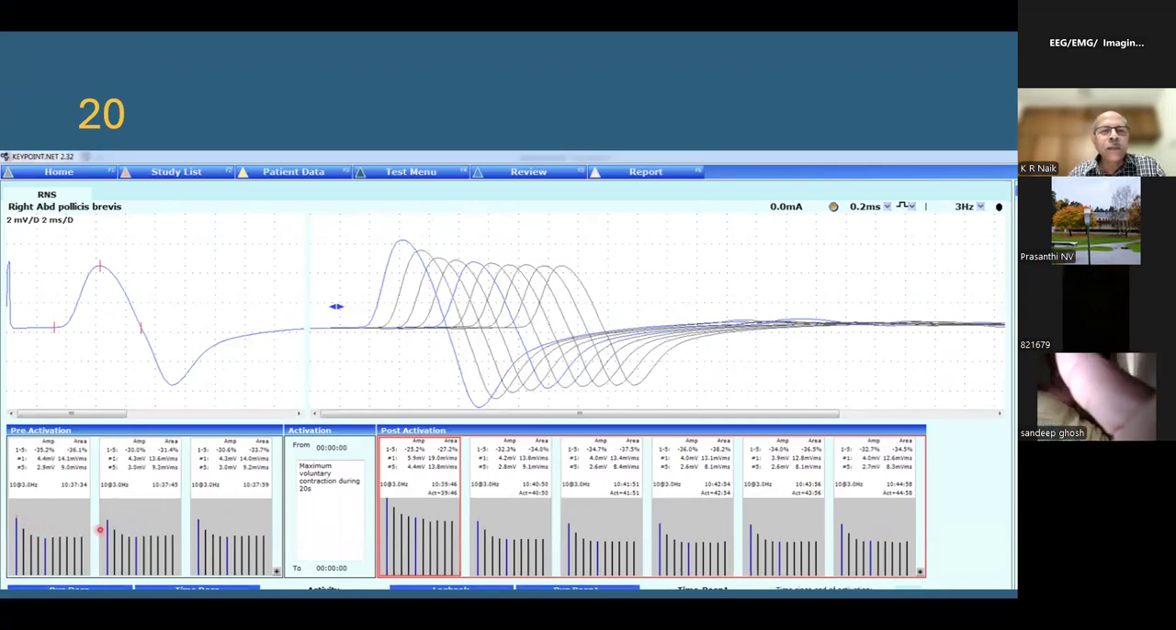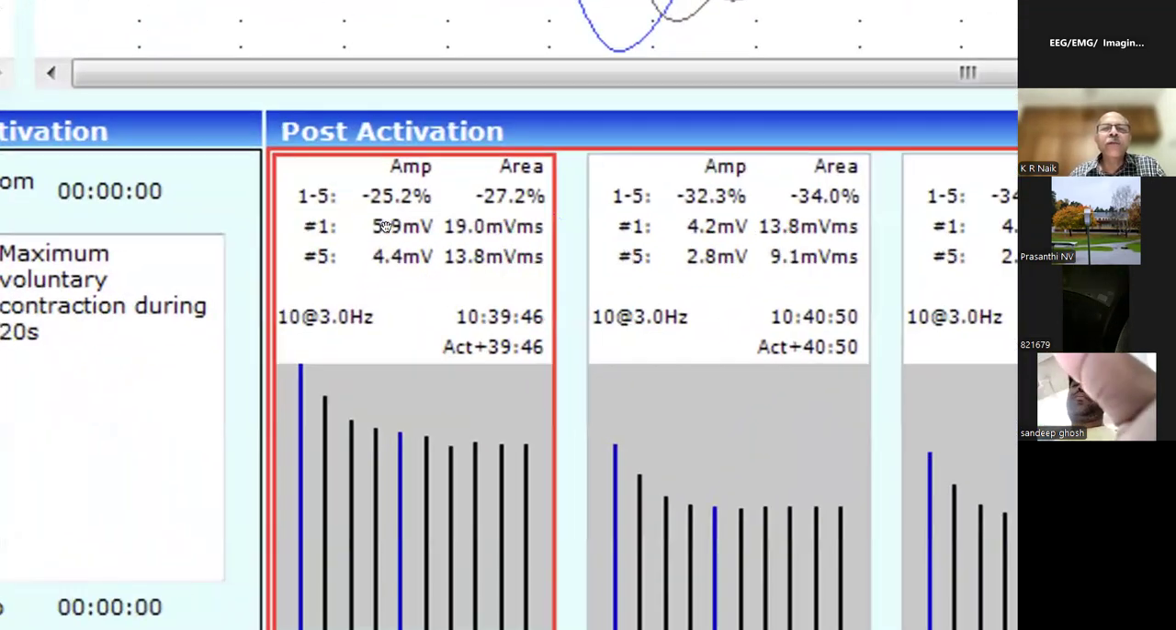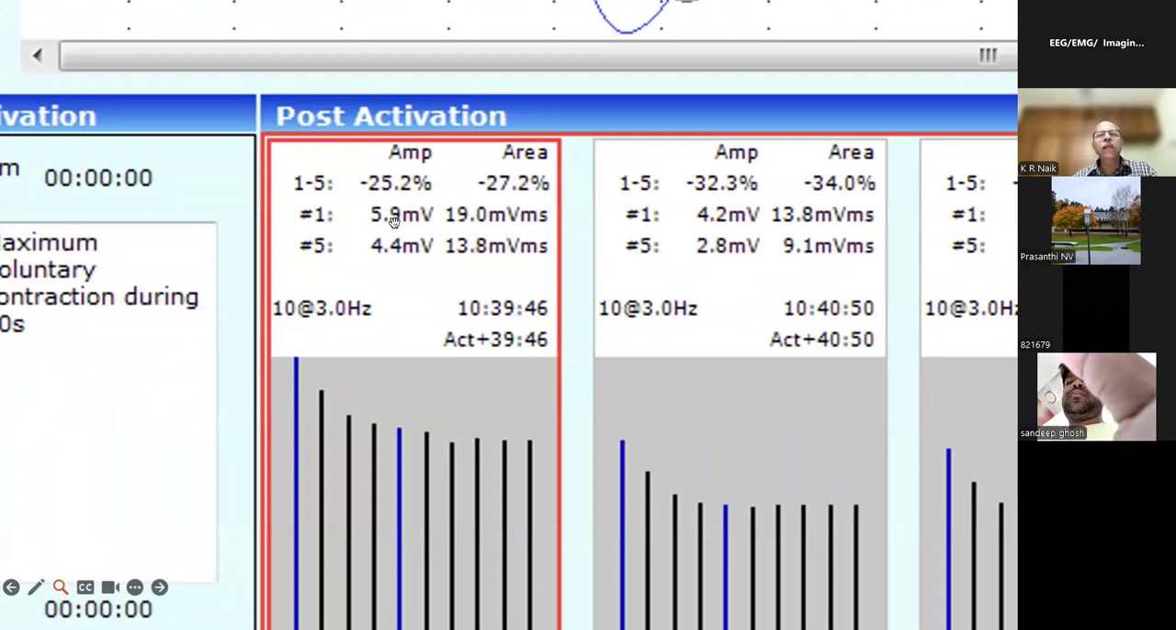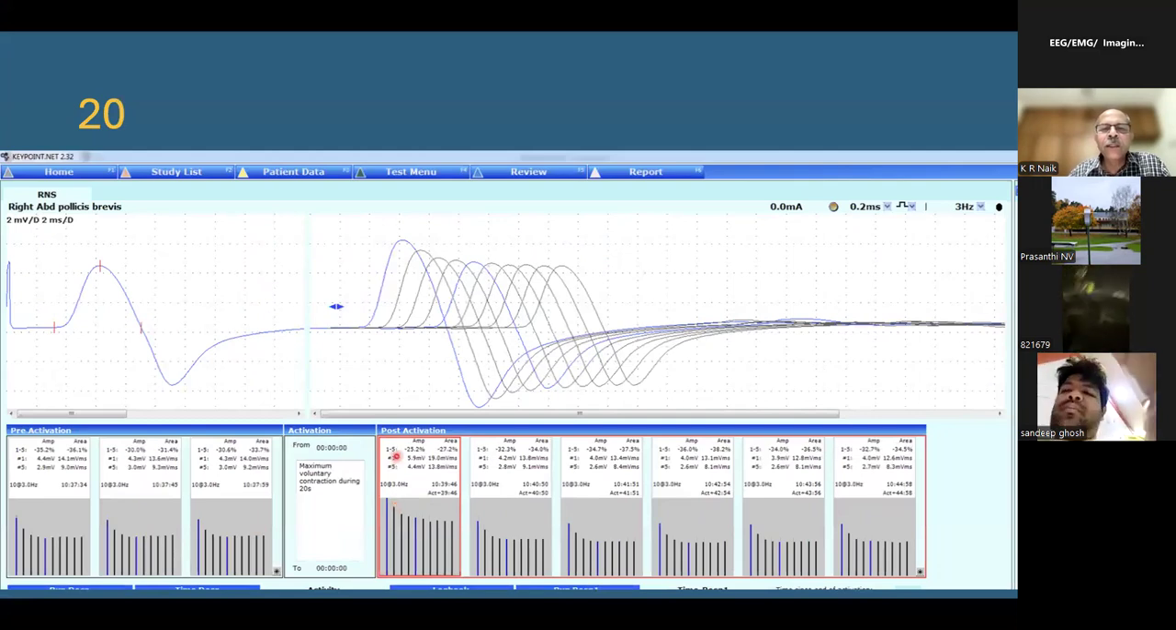This is 35%. After exercise, the amplitude, which was 4.4, became 5.9. So there is an increase in the amplitude, but not a marked increase. This much increase is expected and can easily occur even in postsynaptic abnormalities. So as this is less than 50% increase in the amplitude, this is a postsynaptic disorder, and the decrement, which was 35%, became 25% after exercise. And when we continued up to 5 minutes, the decrement came back to 35%.